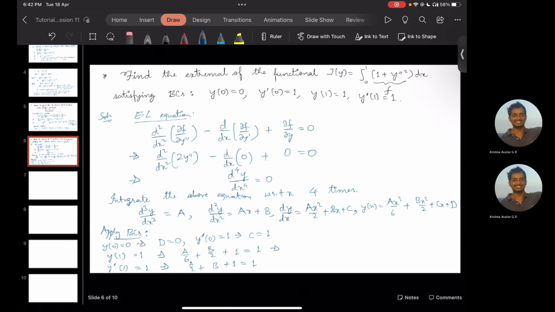And then upon solving the first expression, I'll multiply throughout by 6, and we have a plus 3b is equal to 0. And from the second equation, let's multiply throughout by 2, so we have a plus 2b. What you see clearly from here is, if we subtract the second from the first, we have b equal to 0. And then when b is equal to 0, a is equal to 0. Essentially, therefore, the solution is y of x is equal to x. This is the extremal of the problem satisfying the boundary conditions.